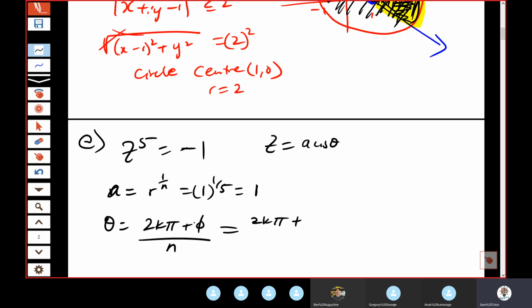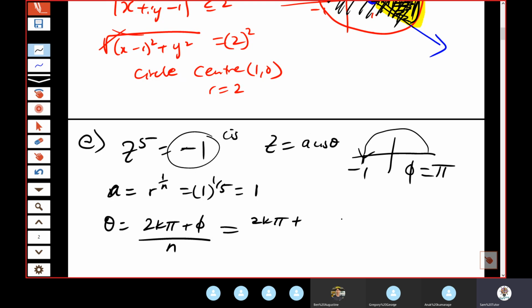2k pi plus phi is the angle that this must be written in terms of cis form. So whenever you're going to write -1, what's the angle of -1? Where is it located? -1 is there. So what's your phi? What's your angle starting from here? 180, so pi. 2k pi. You remember this? It's coming back. 2k pi plus pi all over n. What does n equal, you reckon? 5. n is 5. For k equal to?